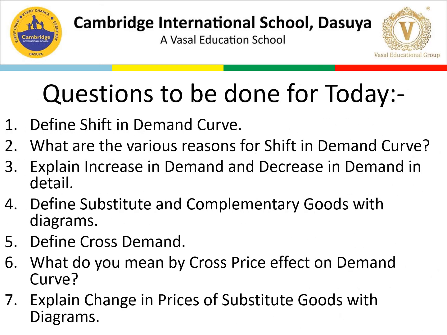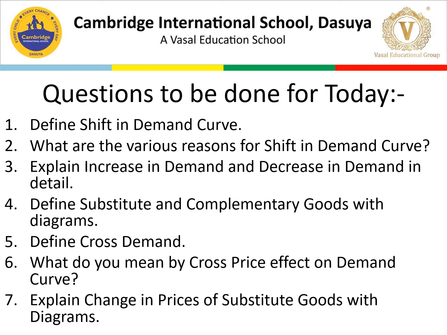These are the questions, as we always do at the end of every chapter. Questions to be done for today. The first question is: define shift in demand curve. Explain what a shift in demand curve is, then the various reasons for shift in demand curve, ceteris paribus, as I told you. Explain all the determinants of individual and market demand together here. Then explain increase in demand and decrease in demand in detail, and make graphs for this also.